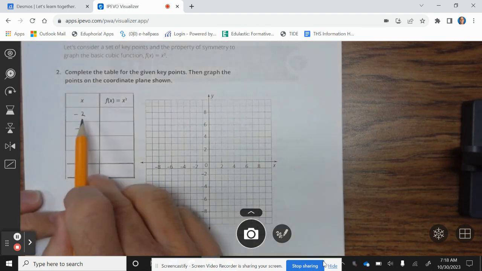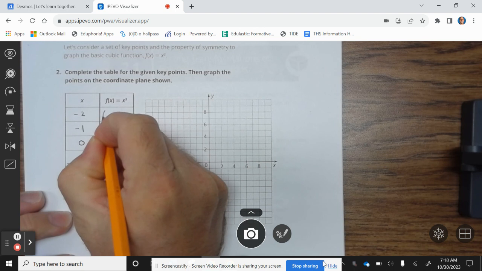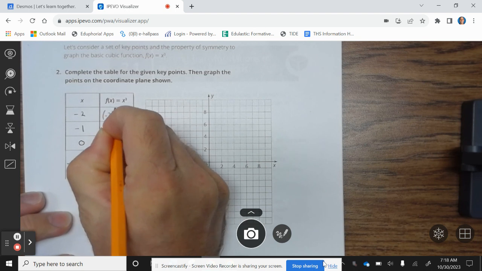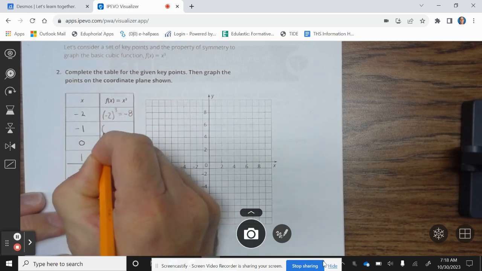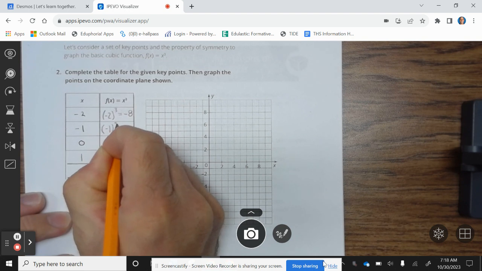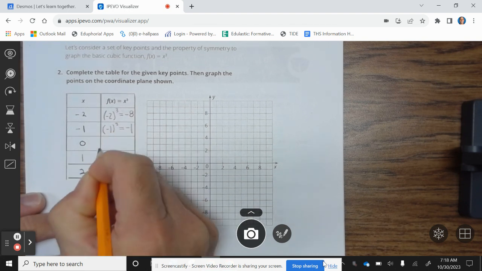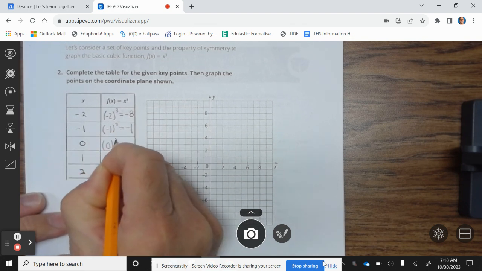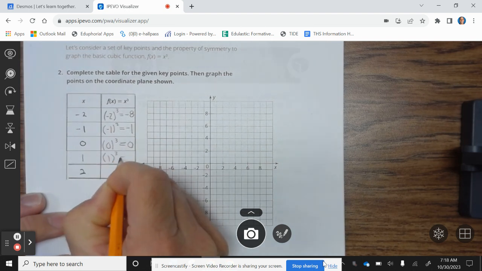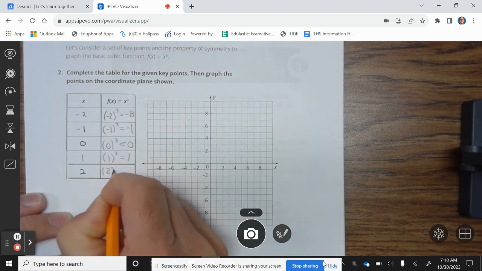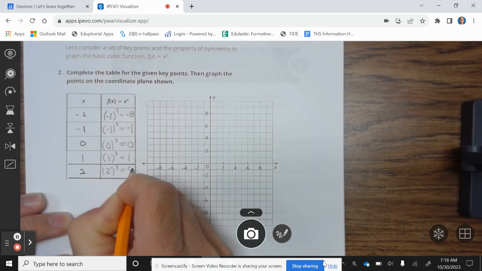So when x is negative 2, that's parentheses negative 2 cubed, which equals negative 8. When x is negative 1, that's negative 1 cubed, which equals negative 1. 0 cubed equals 0. 1 cubed equals 1. And 2 cubed equals 8.